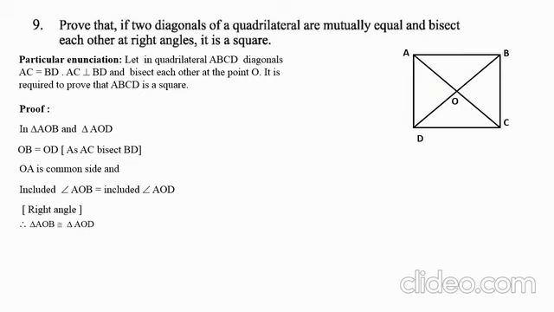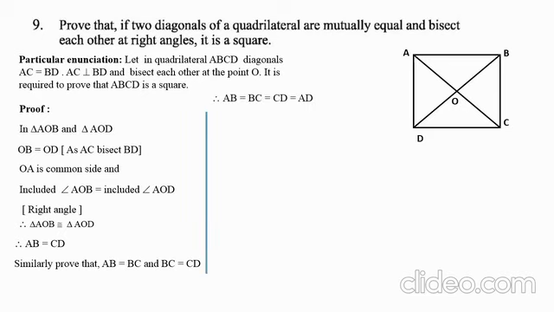Now we may say the triangle AOB is congruent to the triangle AOD as two sides and their included angle are equal. That is followed by the SAS theorem. Now we may say AB equals AD. Similarly, we may prove that AB equals BC and BC equals CD. That is, we get all sides are equal there.